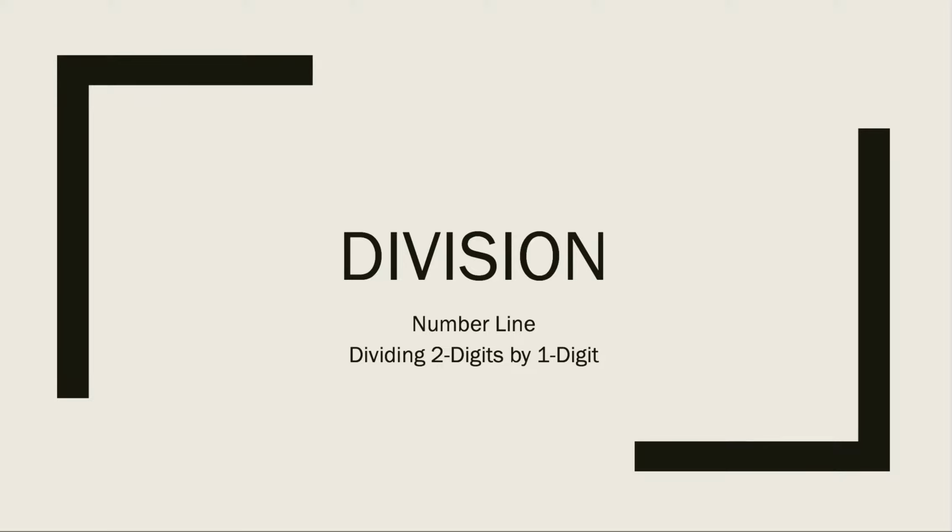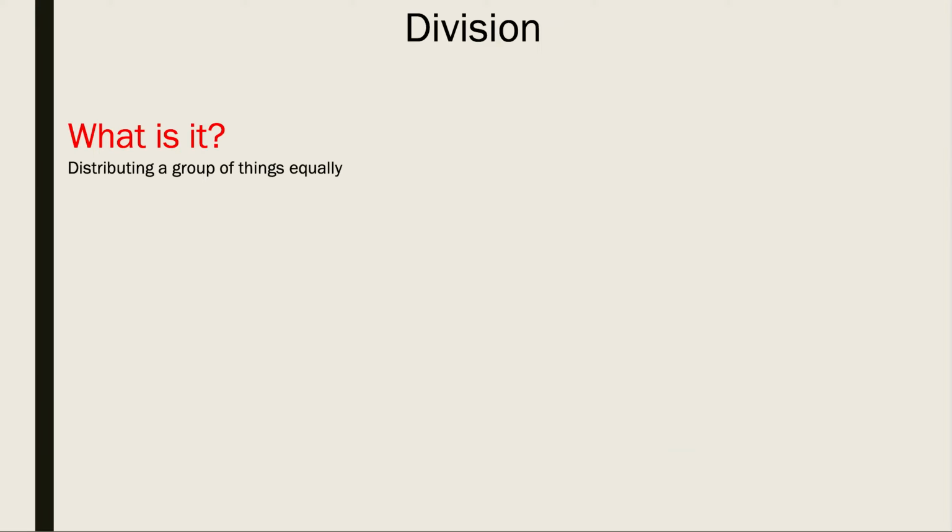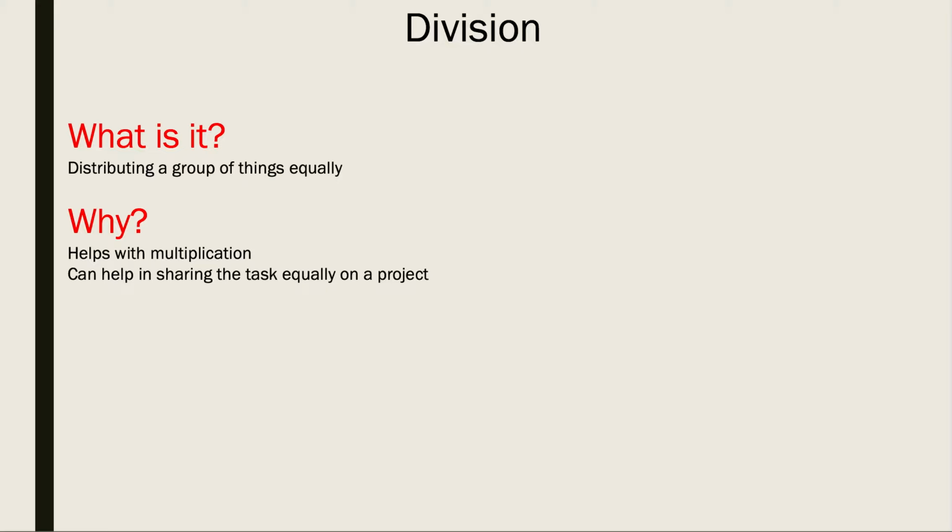Division, number line, dividing two digits by one digit. So what is it? Distributing a group of things equally. Why? Helps with multiplication, can help in sharing the task equally on a project. Interesting fact, hot water freezes faster than cold water.